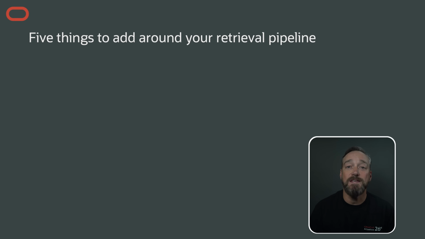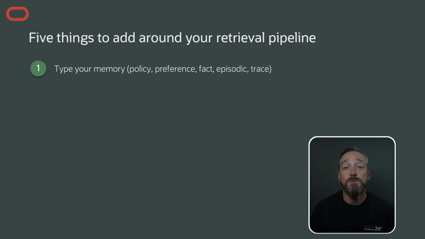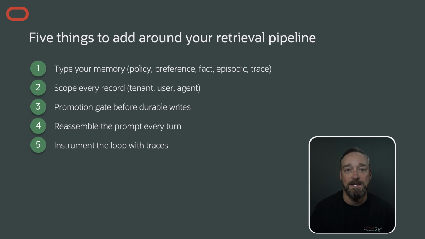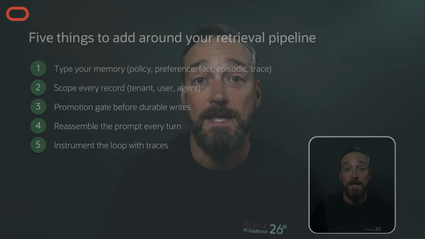There are 5 things you add around a normal retrieval pipeline to make that jump. You type your memory, you scope every record to a tenant, a user, and an agent. You put a promotion gate in front of anything durable. You reassemble the prompt every turn, and you instrument the loop with traces. Those 5 things turn a stateless lookup into a stateful loop. The demo implements all 5, and I'm going to walk you through each one with the code right in front of you.